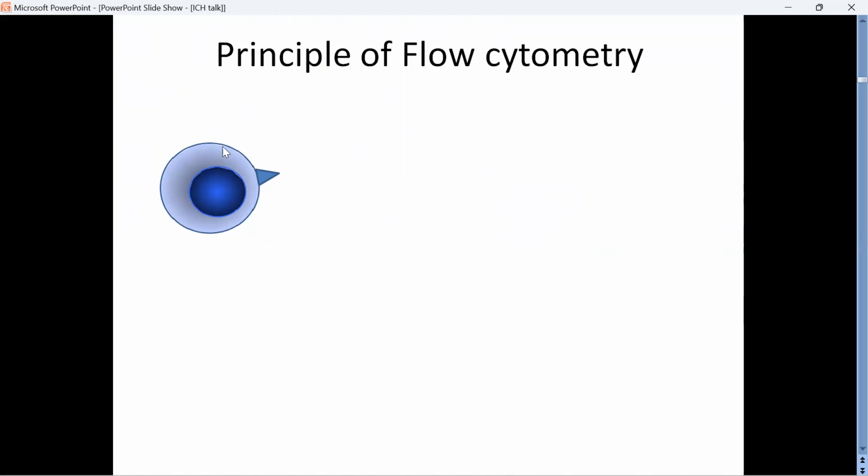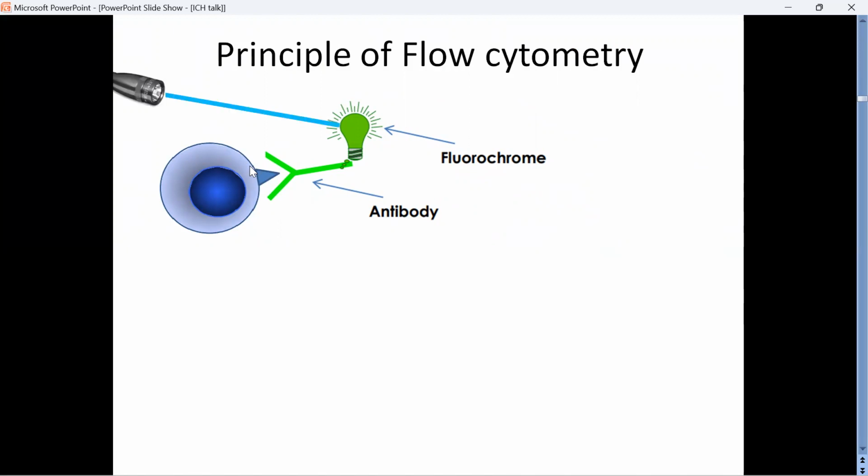Here we have a target cell of interest, and it has an antigen which is very characteristic to the cell. What we do is use an antibody which is tagged to a fluorochrome. Since this antibody is complementary to the antigen of interest, it goes and binds to it. Now this cell is passed through a laser beam, and the laser beam hits the fluorochrome tagged to the antibody if it is attached to the target antigen. The fluorochrome then emits light of a different wavelength, called the emission light, which is picked up by the detector, which gives you a signal.